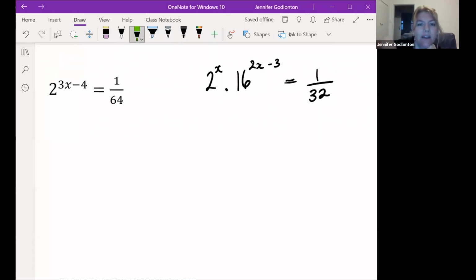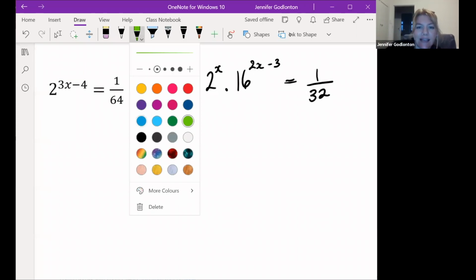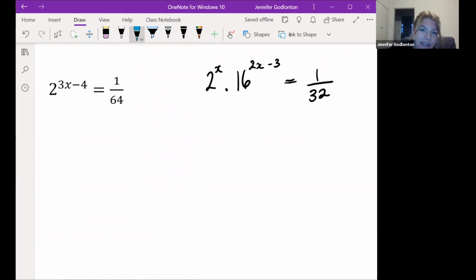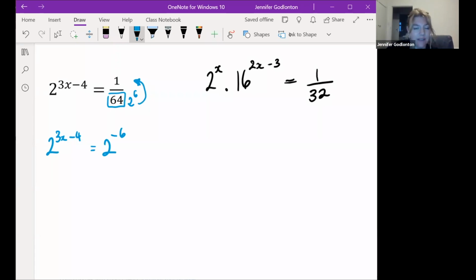Okay. So this one on the left-hand side, the first goal is we need to get this 64 to being a power of 2. And that would be 2 to the power of 6. And then just think about your exponent laws. If we want that base to be up at the top, all we need to do is make that exponent negative. So we're going to say 2 to the power of 3x minus 4 is equal to 2 to the power of negative 6.